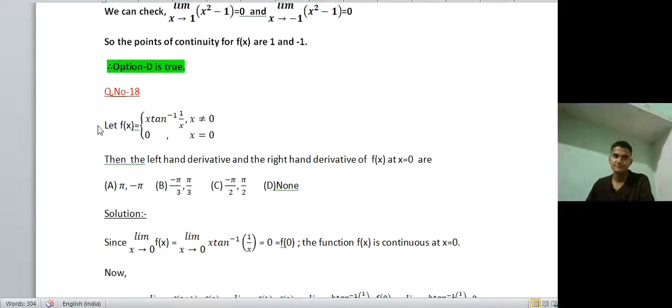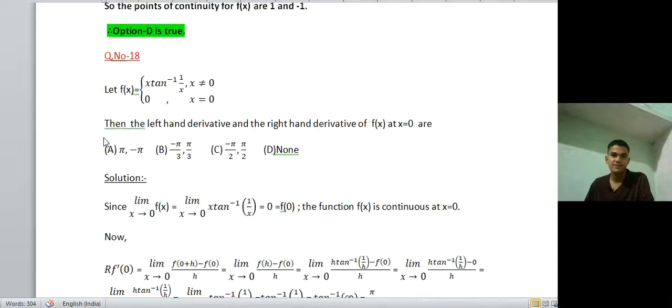Then question number 18. There is a function: f of x is equal to x tan inverse 1 by x when x is not equal to 0, and 0 when x is equal to 0. We have to find out the LHD and RHD of this function. This function is continuous at x equal to 0, but not differentiable at x equal to 0. Actually, continuity of this function has not been asked in this question.